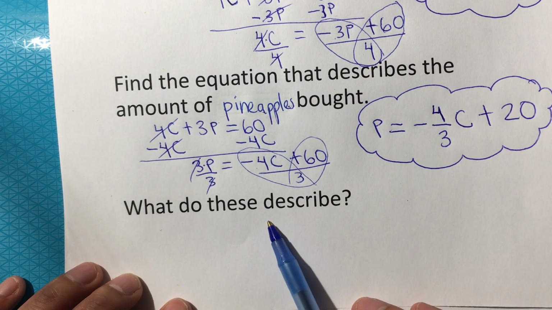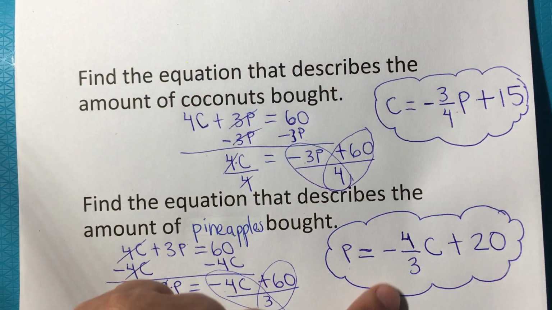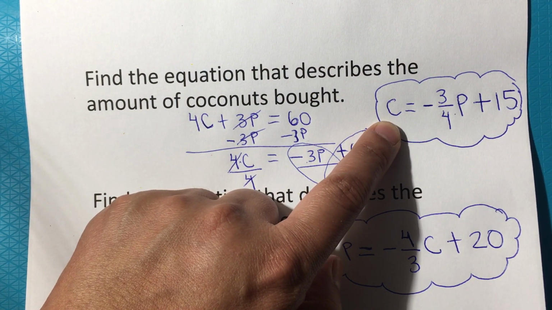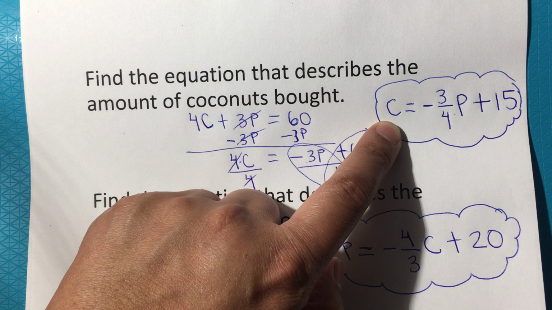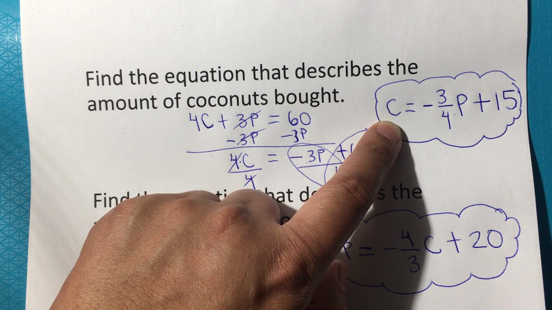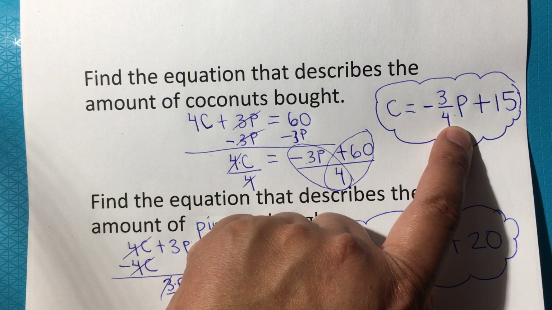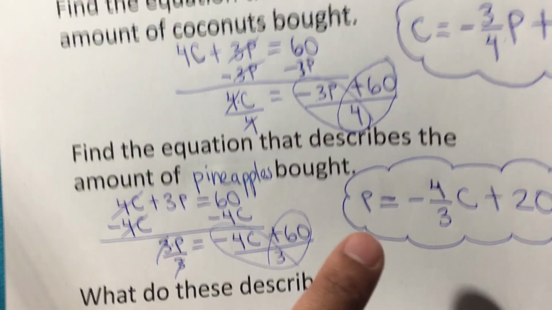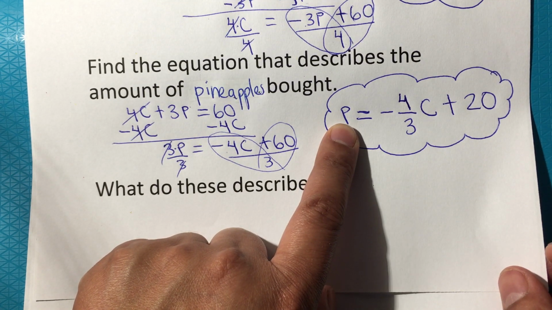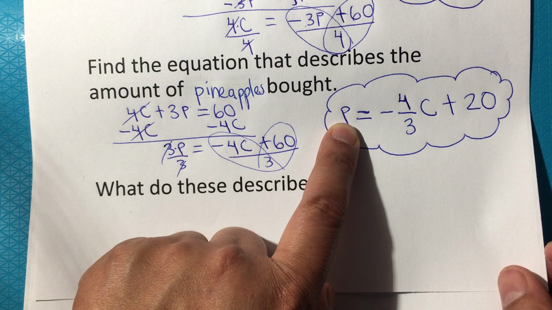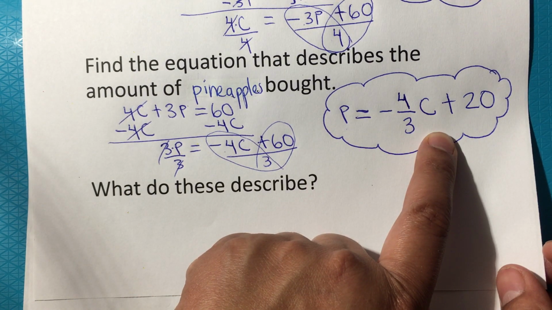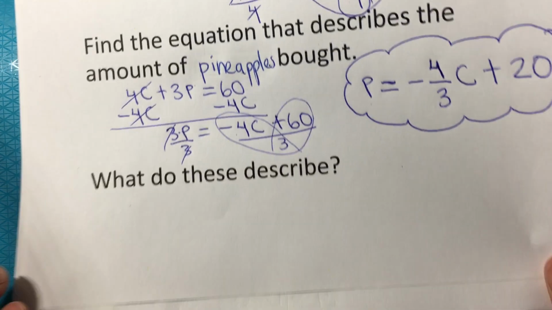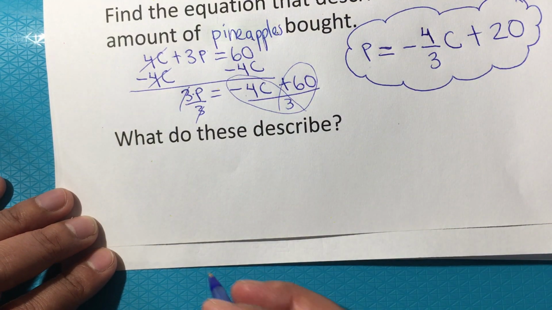And it says, what do these describe? So out of these two, the first one helps you find the number of coconuts you will buy based on how many pineapples you already know that you bought. And for this one, you will be able to find out how many pineapples based on the number of coconuts that you already bought. Okay? How would you say that in words?